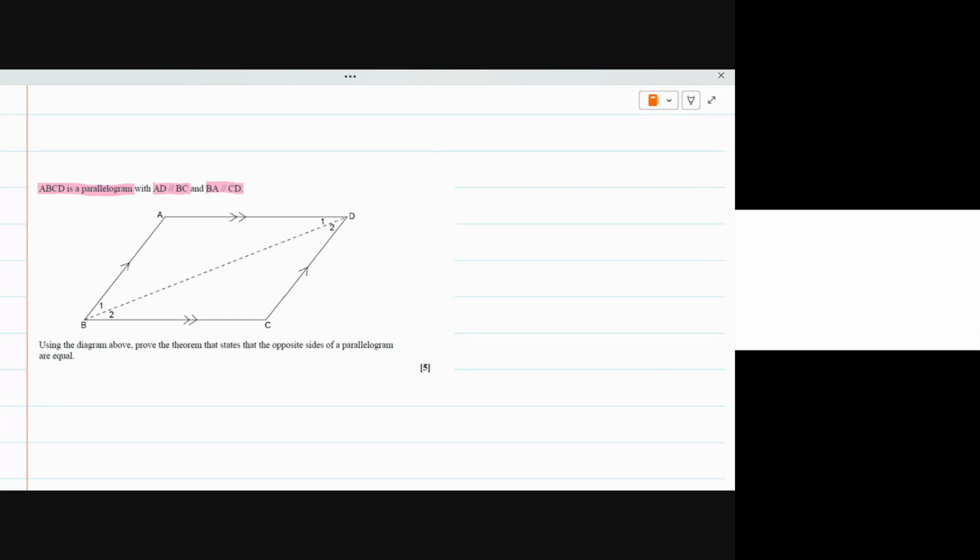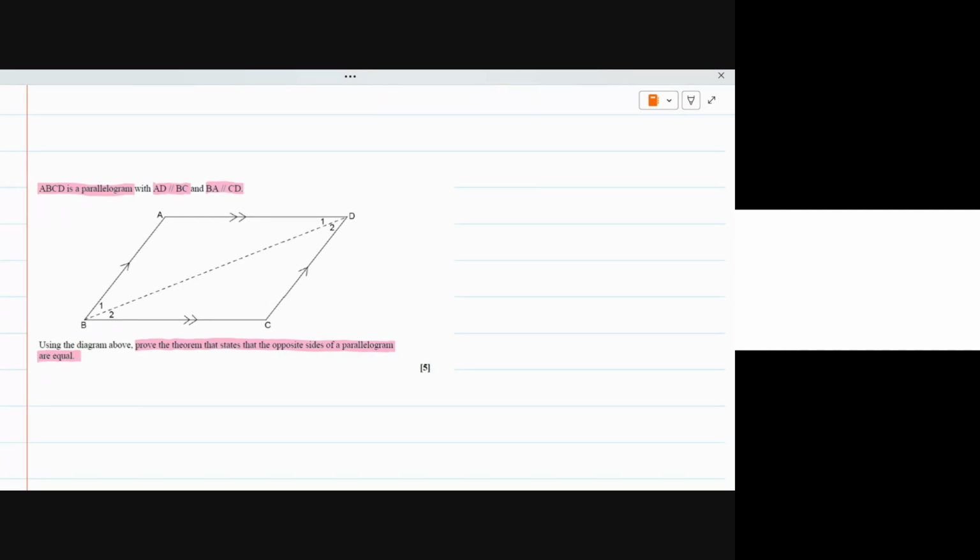Now it says, using the diagram above, prove the theorem that states that the opposite sides of a parallelogram are equal. First thing I'm going to ask myself, what is this parallelogram made of? If I have to prove something, what is my parallelogram made of? Two triangles, right? Oh, not in this case, Abu. You need to look again. Not in this case.